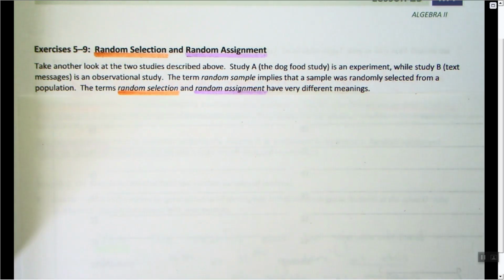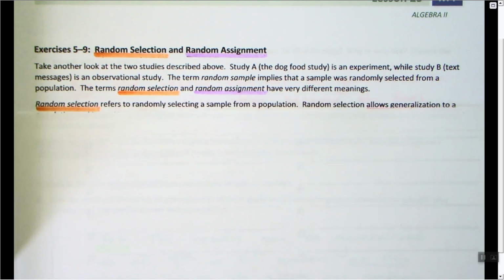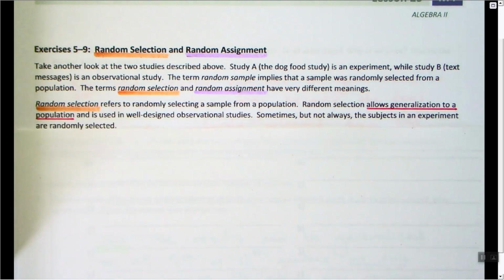The term random sample implies that a sample was randomly selected from a population. The terms random selection and random assignment have very different meanings. Random selection refers to randomly selecting a sample from a population. Random selection allows generalization to a population and is used in well-designed observational studies. So let me pause there for a second. If you randomly select a sample from a population, then that allows you to draw your conclusion about the entire population, not just the sample that you studied.